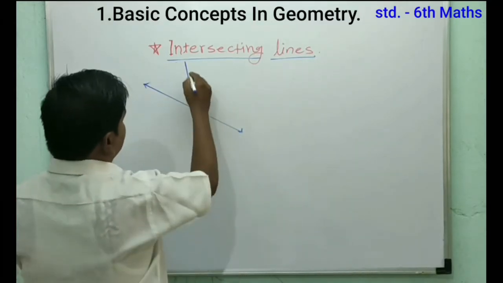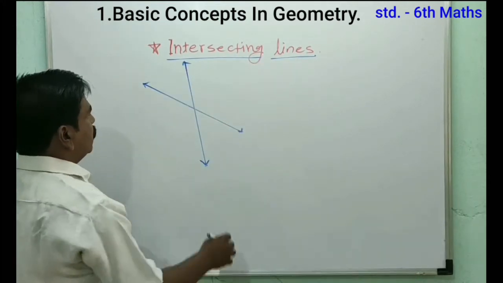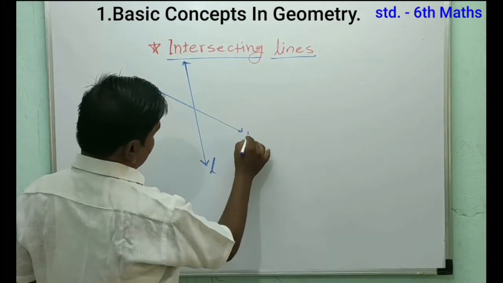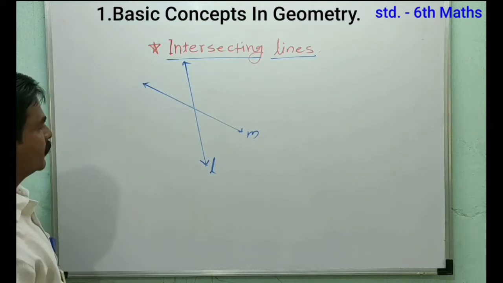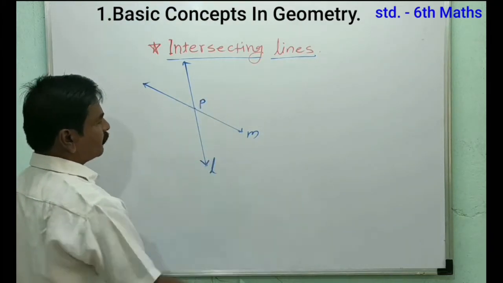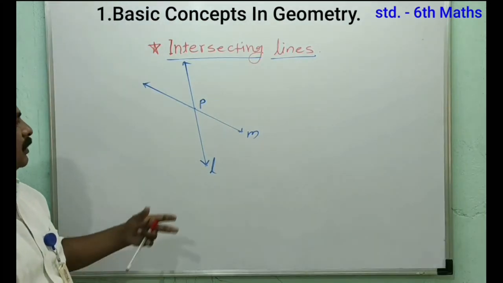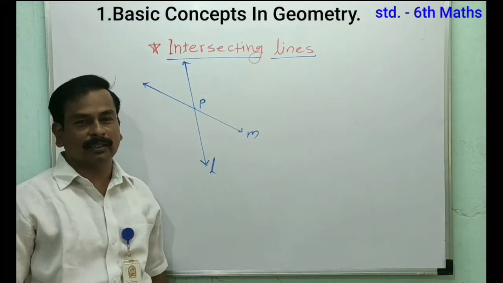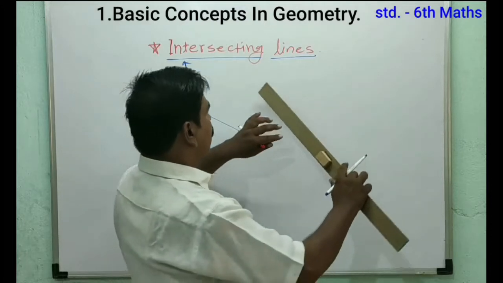Now student, we are studying intersecting lines. Now this is line L and line M. Both lines intersect at point P, so these lines are called intersecting lines.